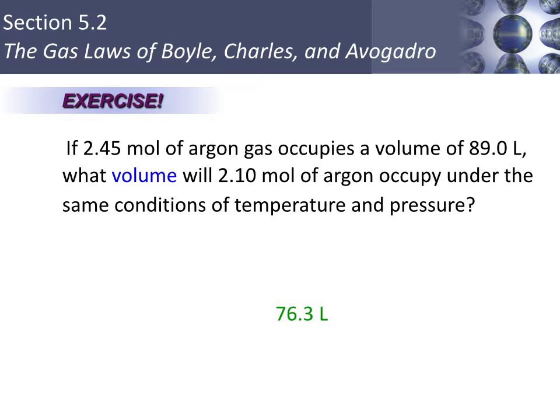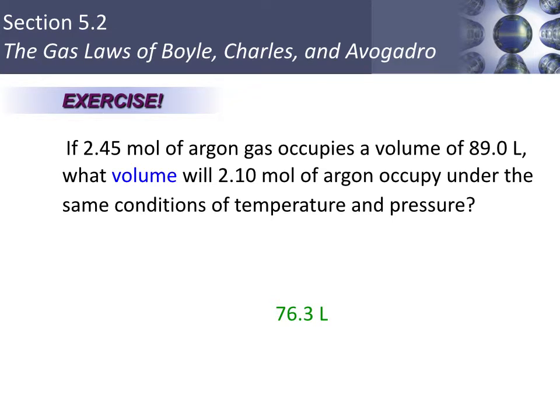If you had 2.45 moles of a gas at 89 liters, what will the volume be if you had 2.1 moles of that same gas under the same conditions? This is the same type of problem. You take 2.45, divide it by 89, set that equal to 2.1 over x. If you were to solve that out, you should get 76.3 liters.